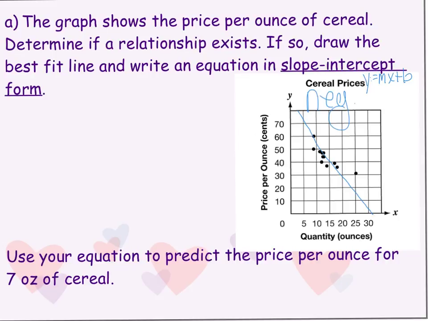So we drew in our best fit line. Now I need to pick 2 points that are on my graph. Again, ideally I'm looking for points that intersect at some grid corners. This point right here is pretty darn close. Let's use it. It doesn't have to be exact. So I'm going to put a dot here, and I'm going to write up here that that is the ordered pair (5, 70).